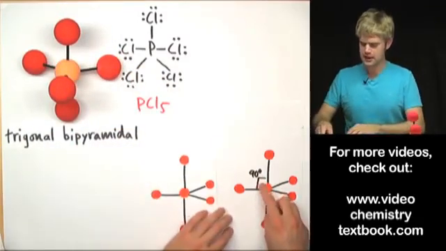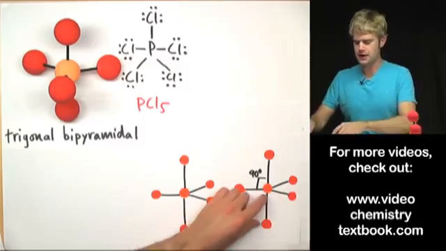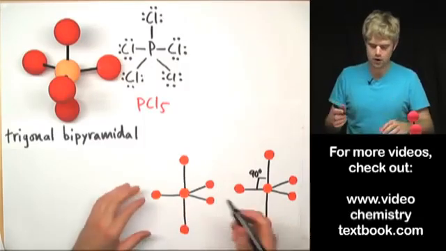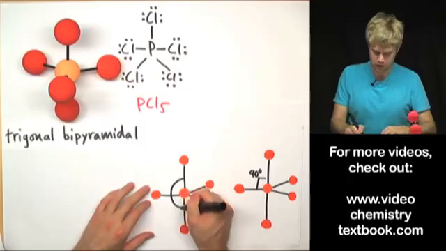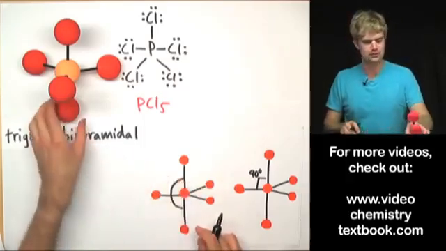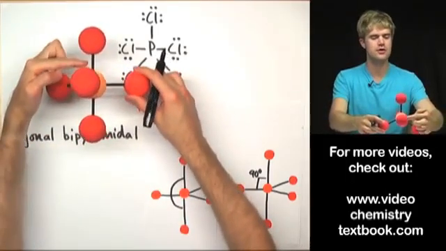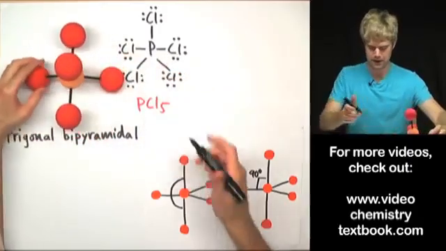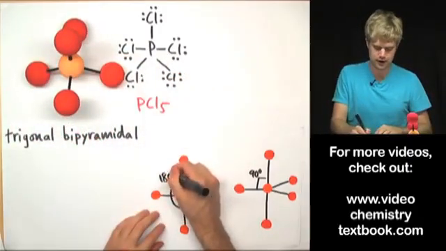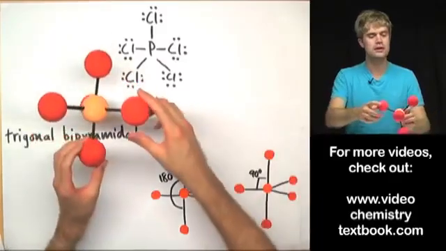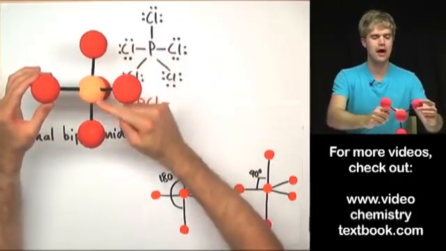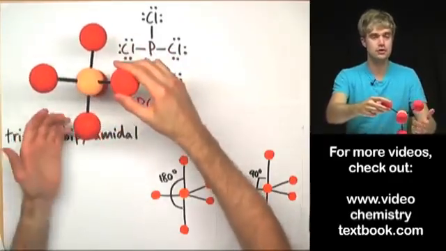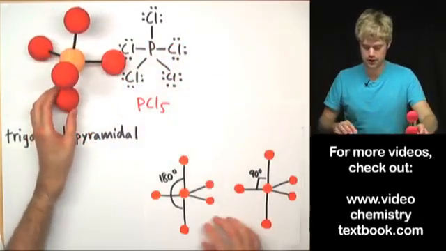Since this is a 90-degree angle, and this is a 90-degree angle, we can also know that the angle between these 2 axial bonds, between this bond and this bond, that the angle here is 180 degrees, which makes sense because these atoms look like they're in a straight line. They are. It's 180 degrees.